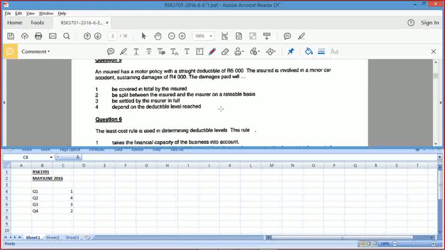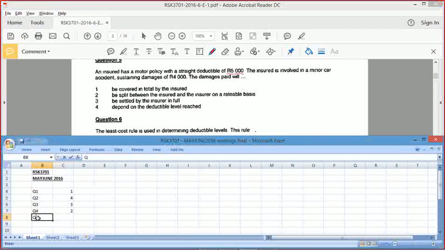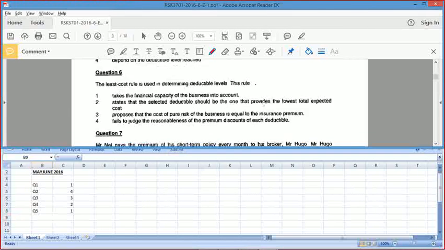Question 5. An insured has a motor policy with a straight deductible. So straight deductible meaning that's the amount that they're going to have to self-insure. The insured is involved in a motor car accident sustaining damages of $4,000. The damages will be paid by the insured. Number 1. Remember, if you have a deductible, you're accepting a certain amount of loss before the insurer pays out. Just some revision.